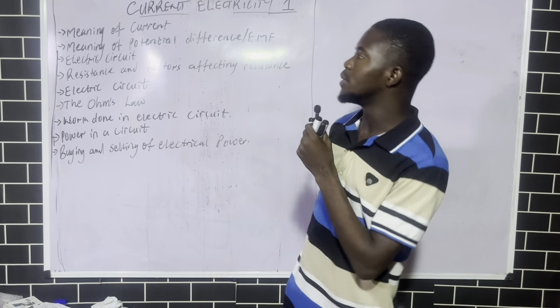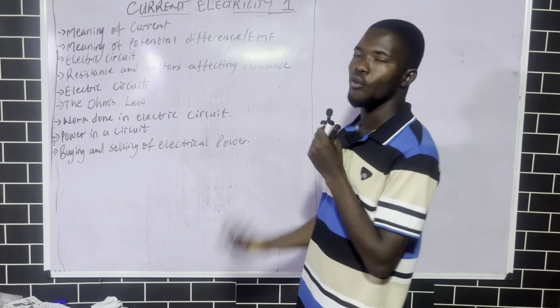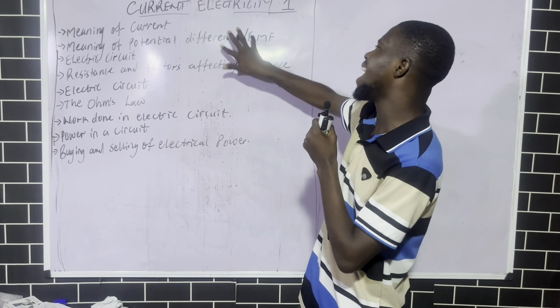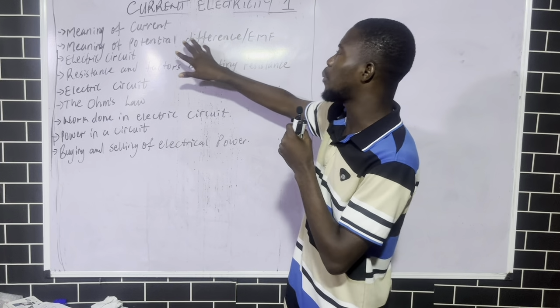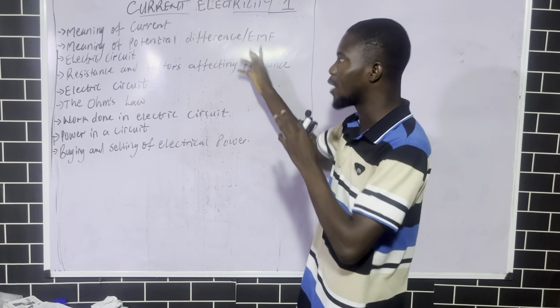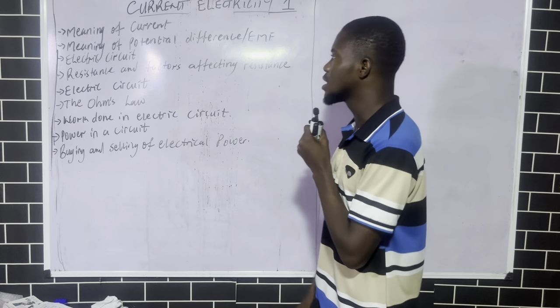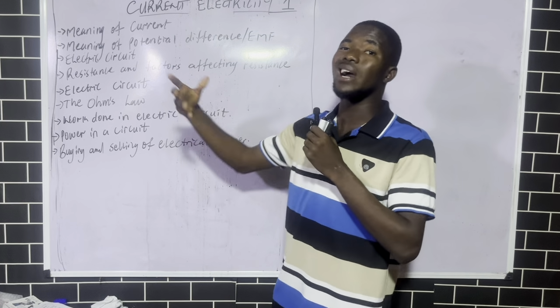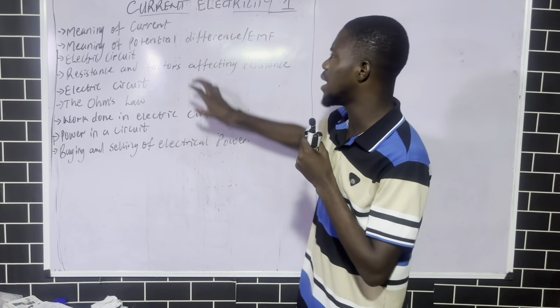So let's go. These are the objectives for today's class: the meaning of current electricity, the meaning of potential difference, and how it differs. Many people think potential difference and EMF are the same. Not really, but we're going to see. We will also understand electric circuits. We'll understand resistance and the factors that can affect resistance. We also look at resistance in series and resistance in parallel.